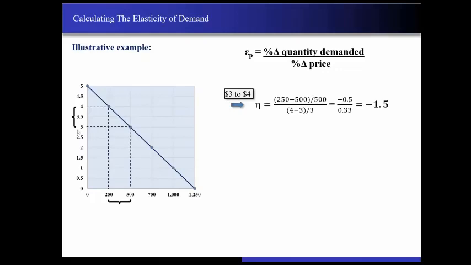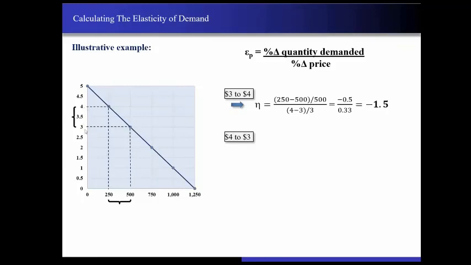And now what about the price? The price went from $3 to $4. Well, at $3, an increase of 1 represents a change of 33%. So to calculate it, we get 4 minus 3 over 3. And that's what's on the bottom. And we get 0.33. And so if we're thinking about the elasticity of demand from $3 to $4 along this demand curve, it's negative 1.5. And so basically in words, we're saying that if the price goes up by 33%, the quantity demanded will fall by 50%.